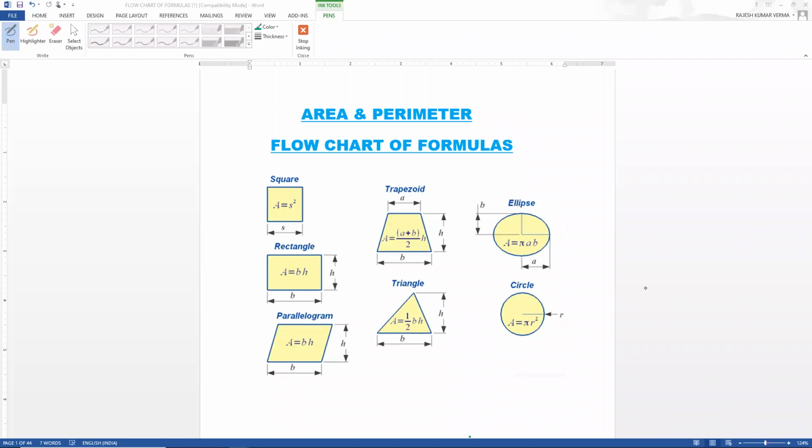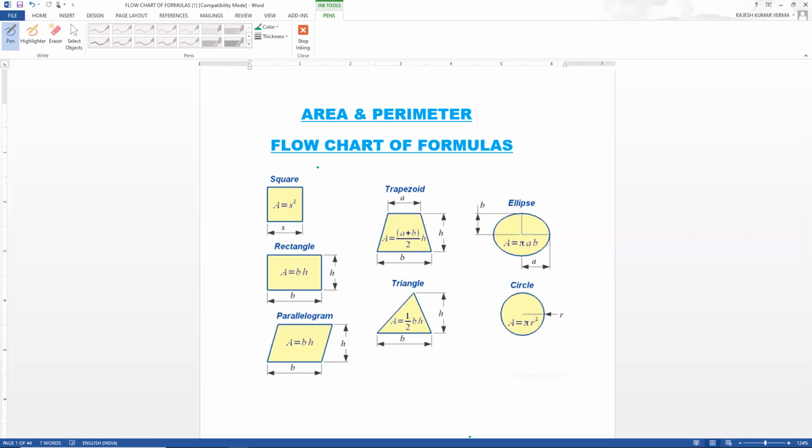Hi, buddies. So today we are going to learn how to calculate area and perimeter of regular two-dimensional figures, which are very common in our textbook as well as in general life. So we are very familiar with these shapes like square, rectangle, parallelogram, trapezium, triangle, circle, ellipse, not so common, but it's there.